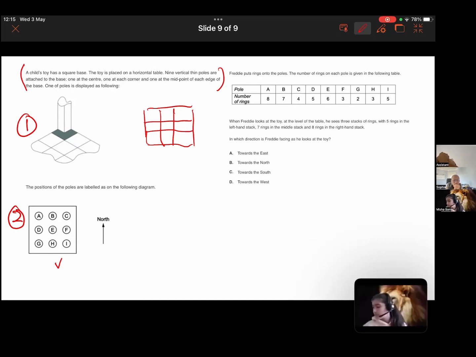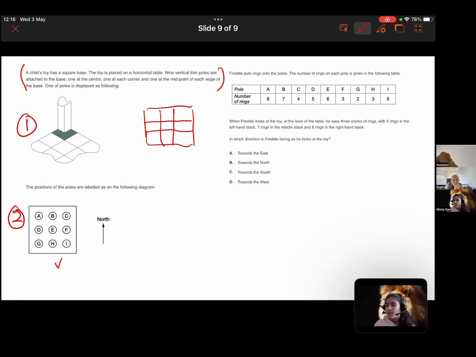The positions of the poles are labeled as on the following diagram. Freddie puts rings onto the poles. The number of rings on each pole is given in the following table. When Freddie looks at the toy at the level of the table, he sees 3 stacks of rings with 5 rings in the left-hand stack, 7 rings in the middle stack, and 8 rings in the right-hand stack. In which direction is Freddie facing as he looks at the toy?